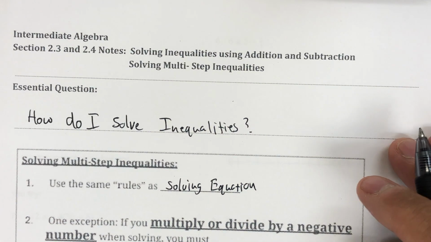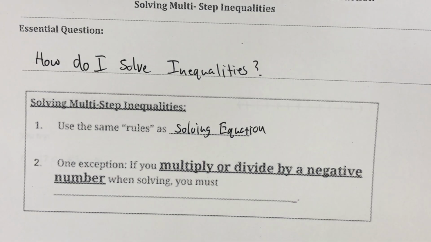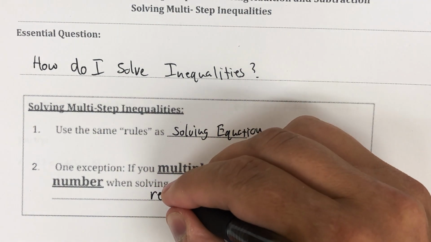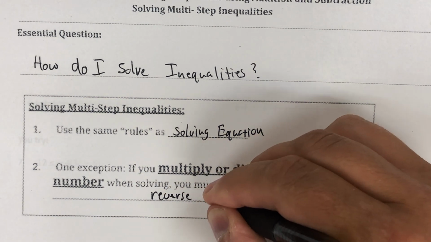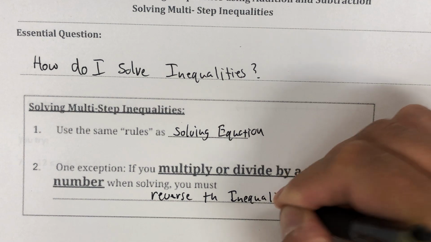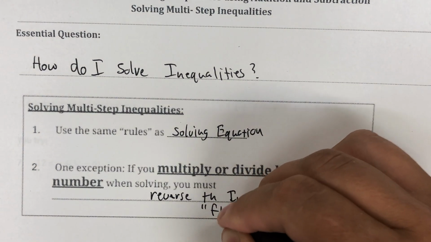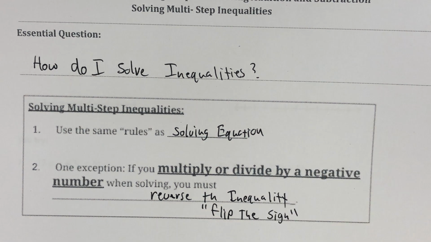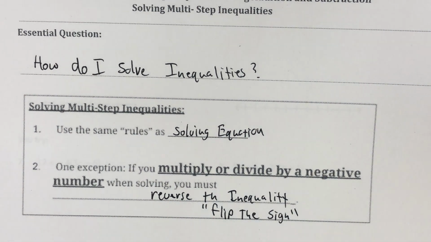except there's one exception. If I multiply or divide by a negative number on both sides, you must reverse the inequality. Hence, flip the sign. So if I multiply both sides by a negative, I'll have to flip it. And if I divide both sides by a negative, I will also have to flip it.